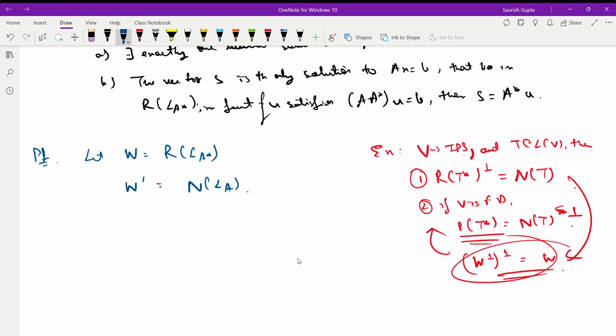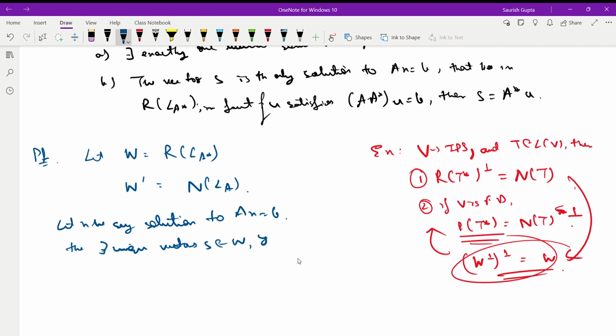Clear? So W is a subspace. W dash, which you can already see, is the orthogonal complement of W. So let me just introduce it in this way. Let X be any solution to Ax equals B. Then there exist unique vectors S in W and Y in W perp such that X is S plus Y.